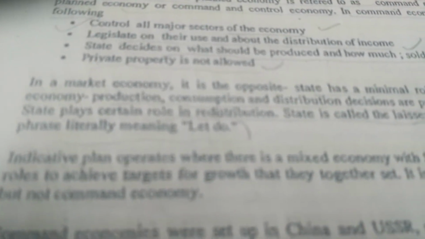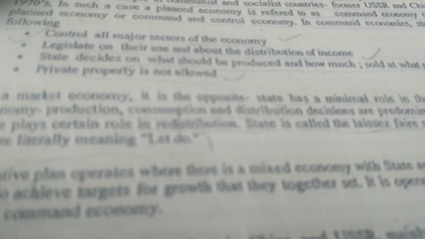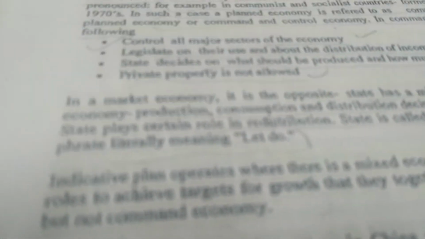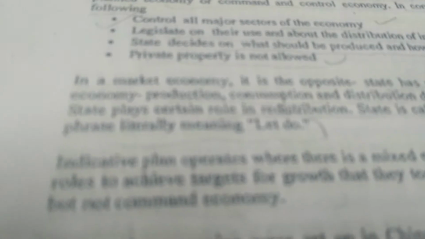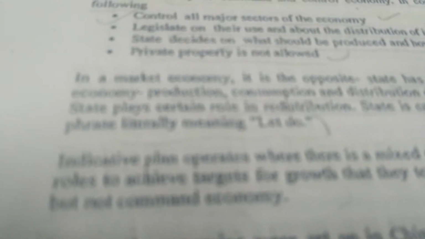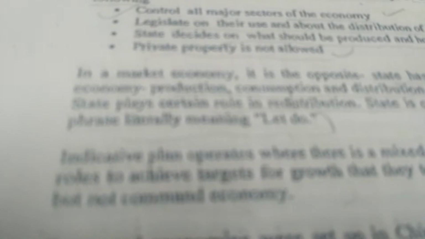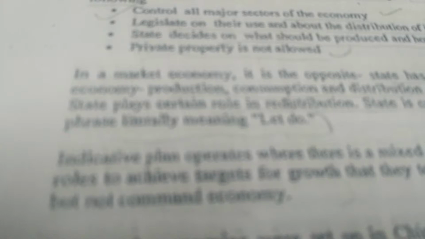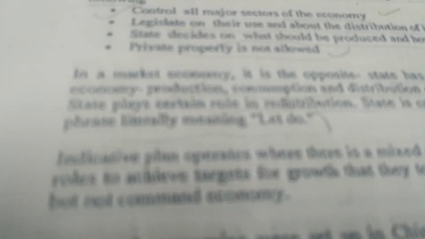Indicative planning operates when there is a mixed economy, with both state and market policy prevailing. That means in indicative plans, the state controls the policy, whereas the market also drives the economy through supply and demand.